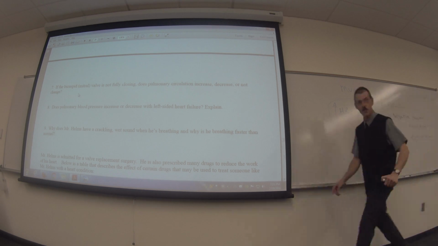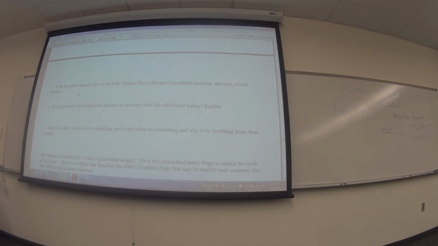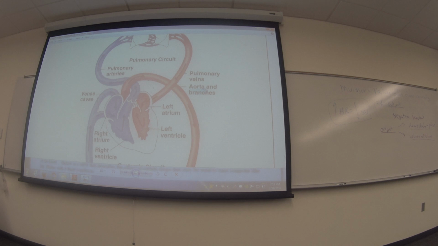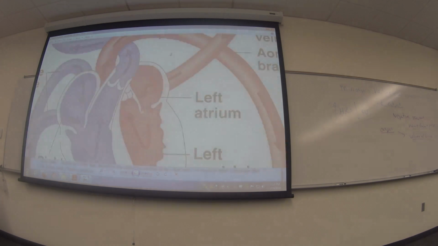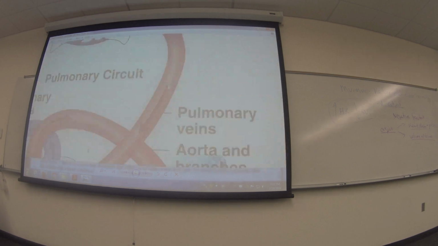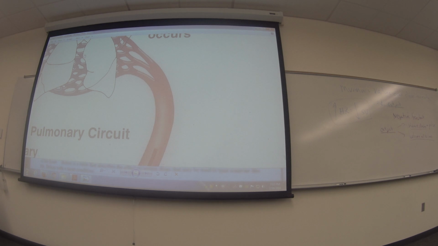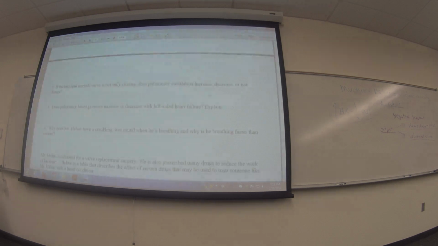Very good. Let's look at that picture one more time. The bicuspid's on your left side. So if that's leaking, blood's going to go backwards up my what? Pulmonary system, and it's going to back up into my lungs. It's not going to leave the heart. It's going to stay in the pulmonary system. Does that make sense? You're not going to eject it. So therefore, your pulmonary circulation would be going up. You'd get more blood in the pulmonary system.